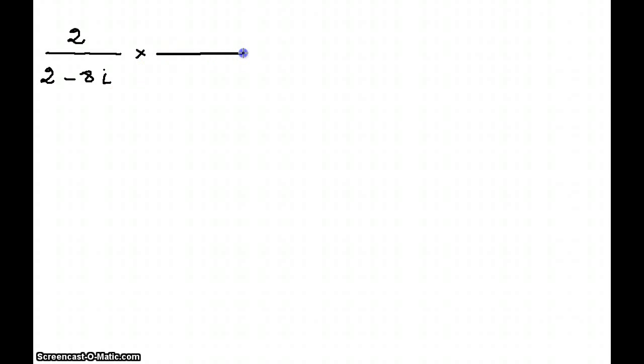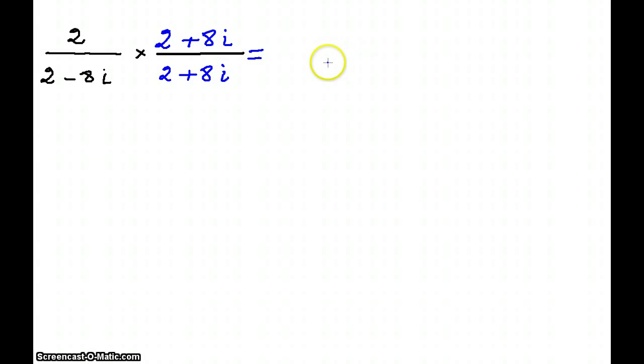conjugate of the denominator. Okay, so in other words, we can divide these complex numbers and multiply both sides by the conjugate, and the conjugate of 2 minus 8i is 2 plus 8i. So that's what we call conjugate. So let's multiply up and down by 2 plus 8i.